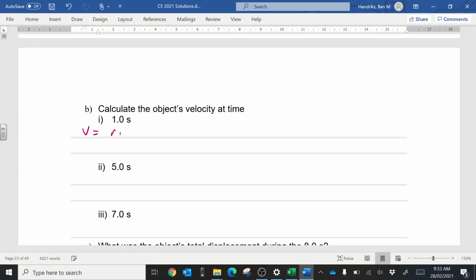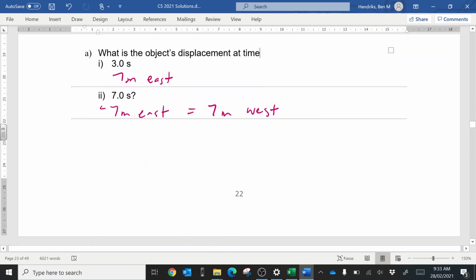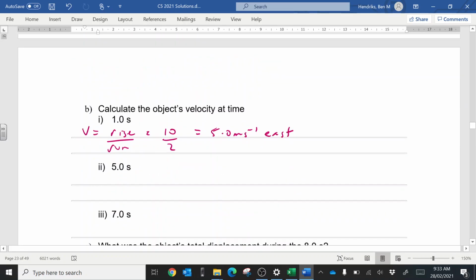So I've got v equals rise over run, which in this case is 10 over 2, which is equal to 5 meters per second. That's in an easterly direction because it's positive. Okay, and if you use the actual point, this is 5 over 1, which is the same as 5. Just to show that it's the same, I wanted to point that out.